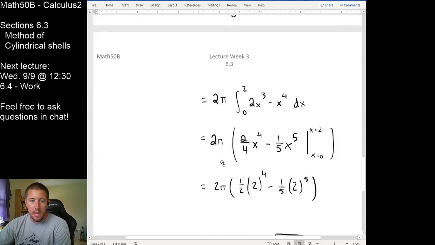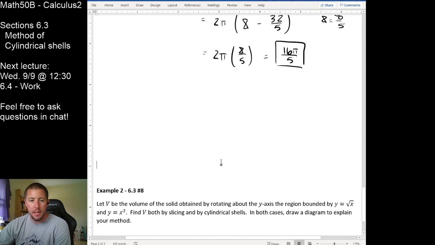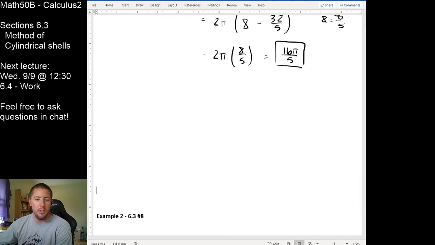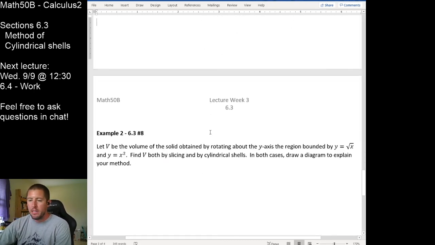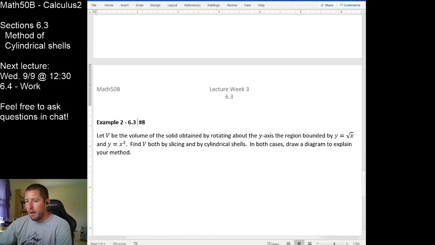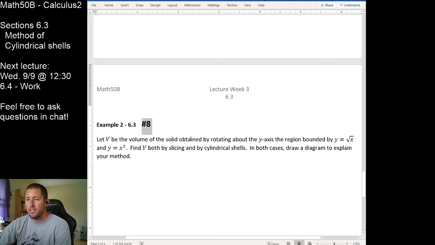So let's do another example here, and in this example we'll do both methods. We're going to do cylindrical shells, and we're going to do disc washer as well. This example is number 8 from the homework section. In general, I want to grab homework problems from the book, because I want you guys to know that it very much matches up with what you should expect from the My Open Math homework.